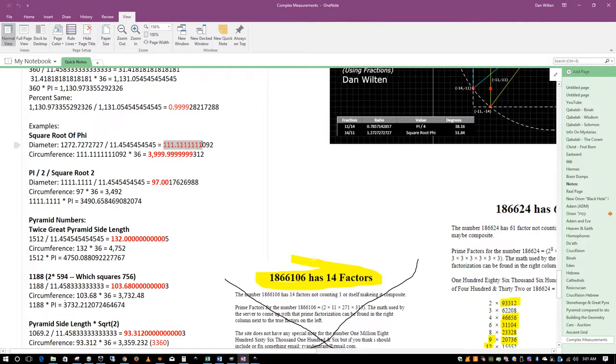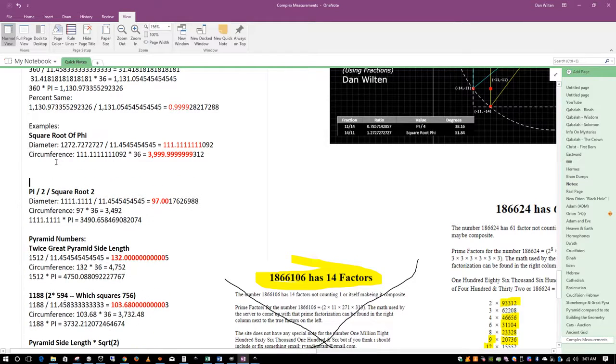So this is the number you get. I've highlighted them in red. You multiply that times 36 and you get basically 4,000. So if we were to take that same number and multiply 127272727 times pi, you can see there's a huge difference in how clean they are.